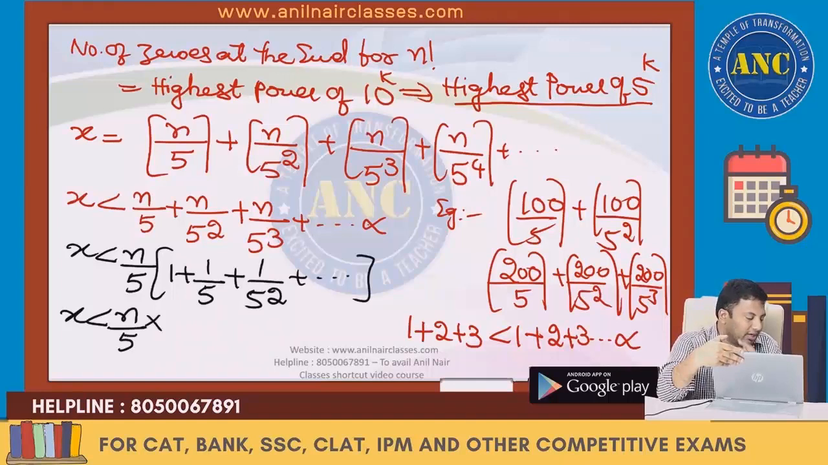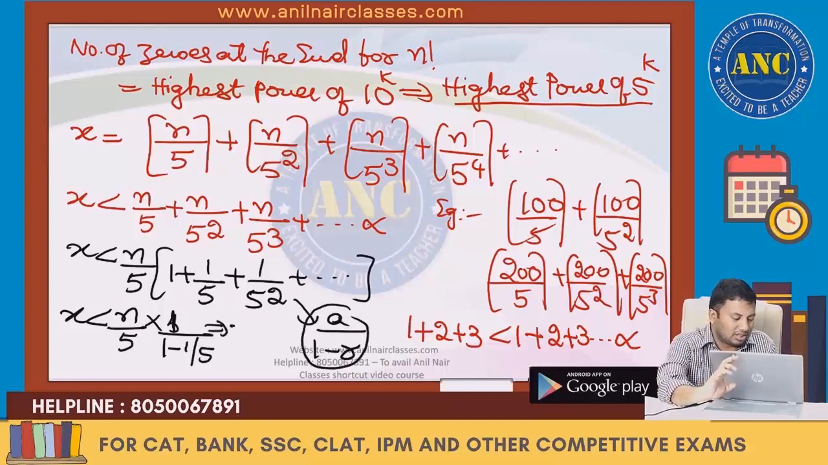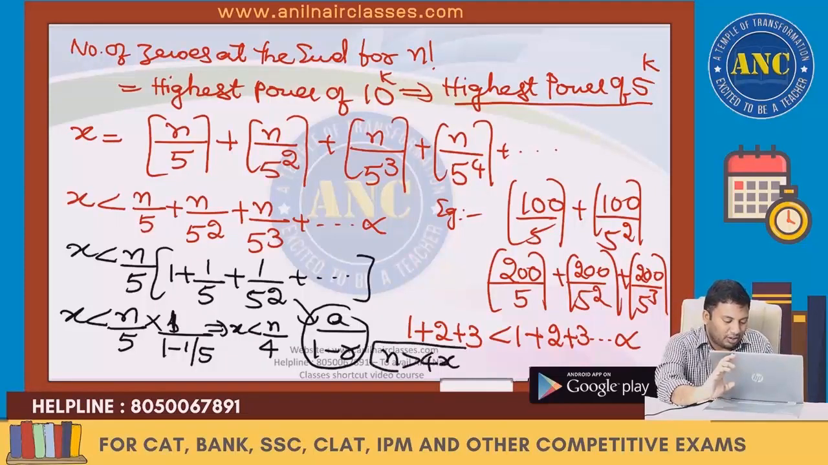X is less than n by 5 times something which is nothing but 5 by 4. How did you get it? A by 1 minus r. This series is a GP series. The sum of an infinite GP series is A by 1 minus r. So this is nothing but x is less than n by 4. That means n should be greater than 4x. Please make a note of it.